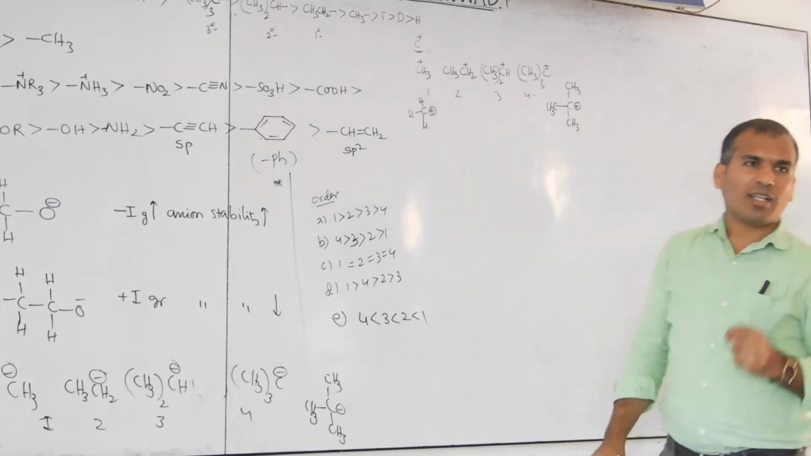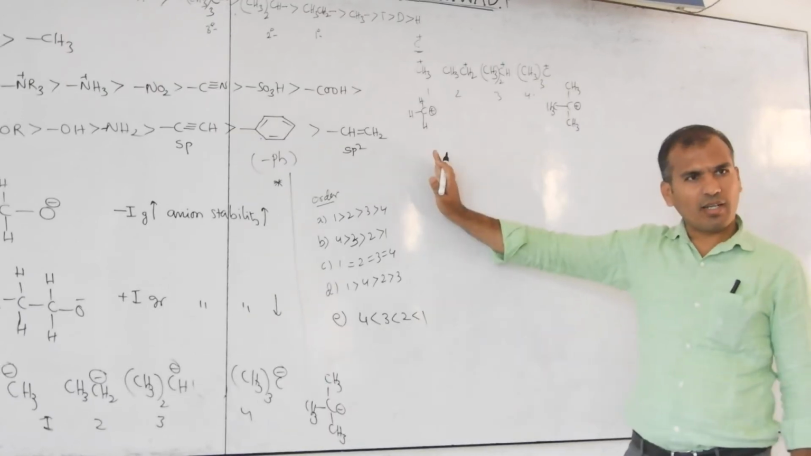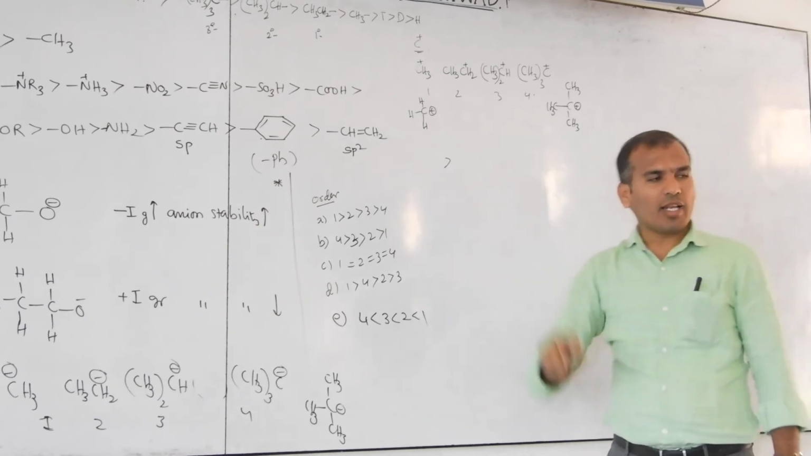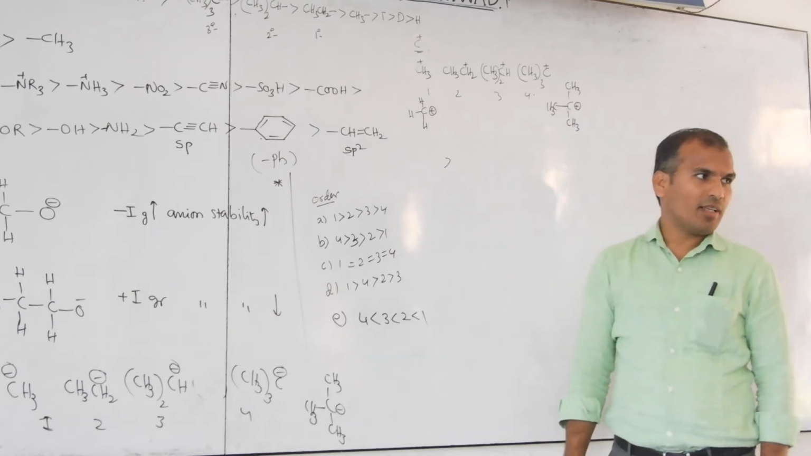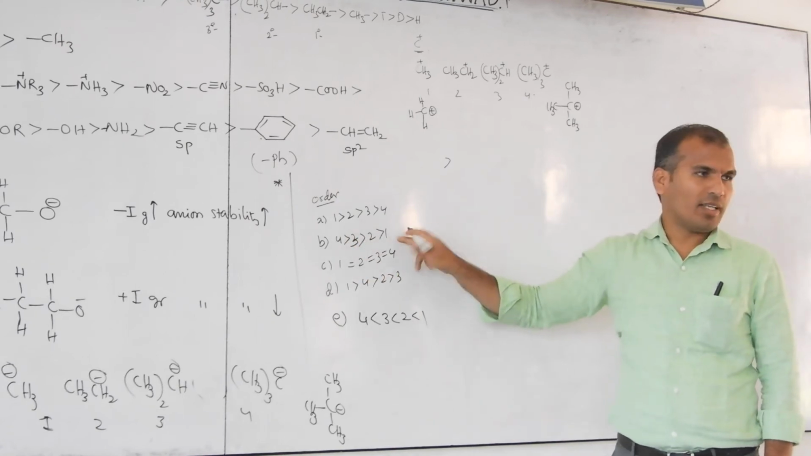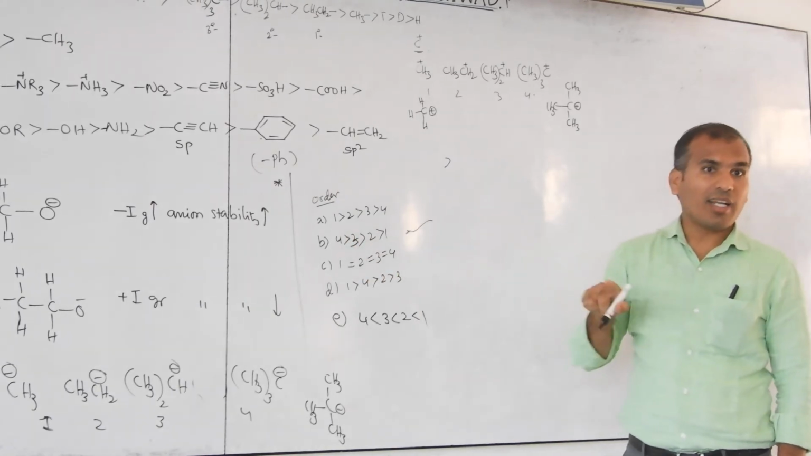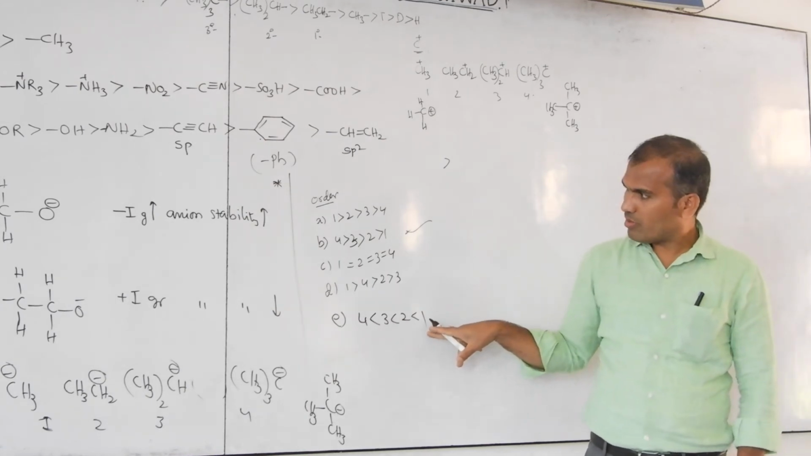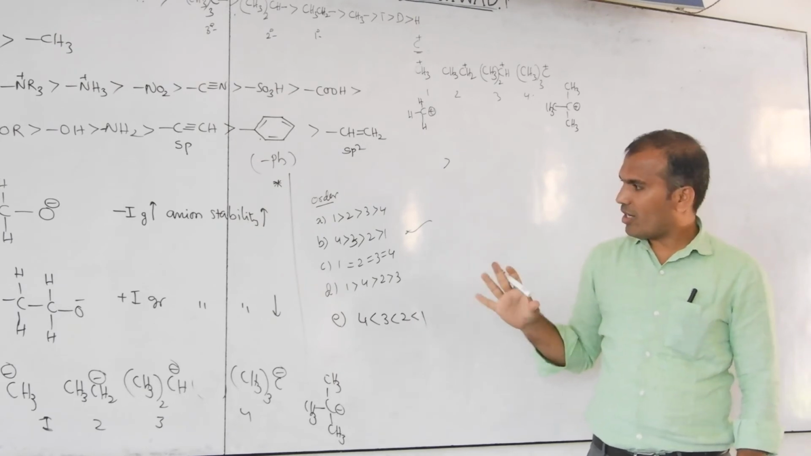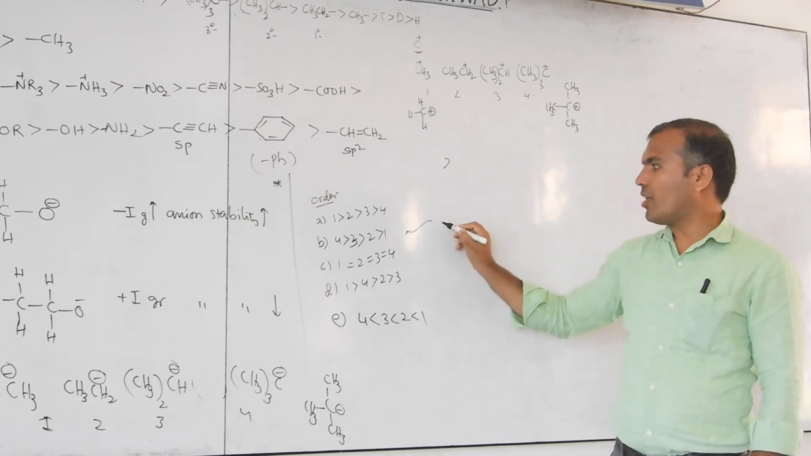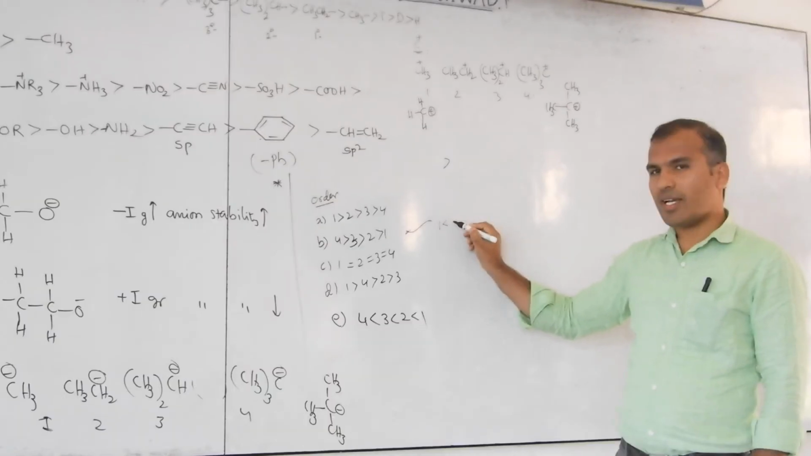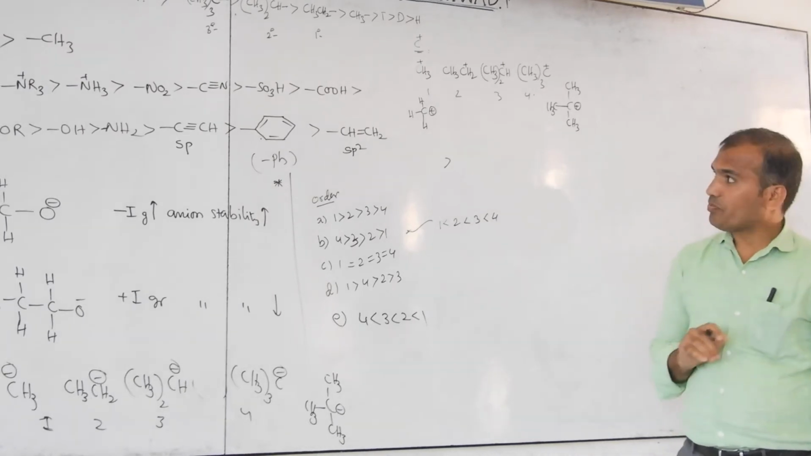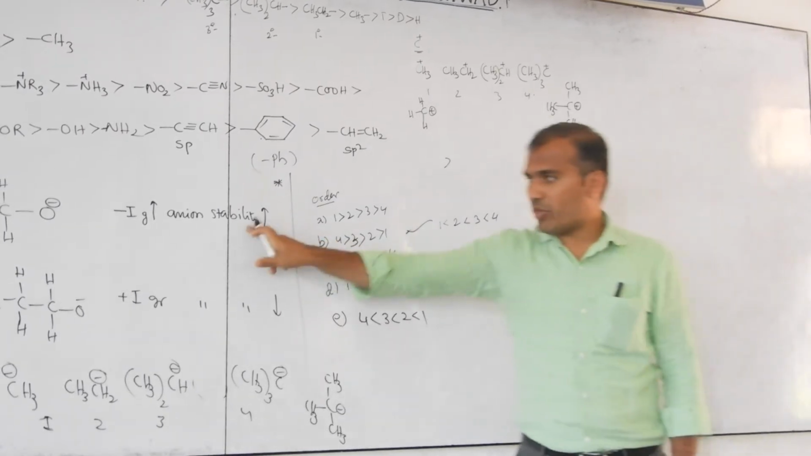Now I am asking for the decreasing order, which means the most stable should be present first. Most stable, then greater than. Which options are there here? B option is there: more stable, less stable. So option B is correct. Now I am asking decreasing order. If they ask increasing order, is this correct? No, not there. Then we have to write it in reverse: 1 less than 2 less than 3 less than 4. Okay? Now, based on this, we can write a statement.